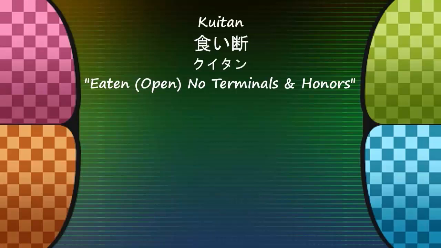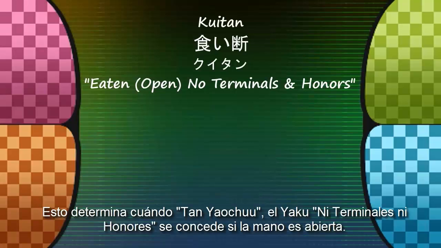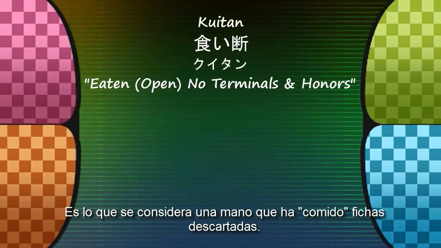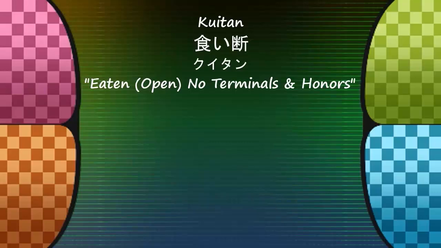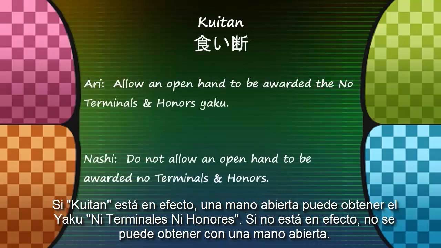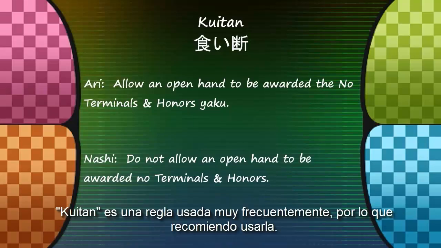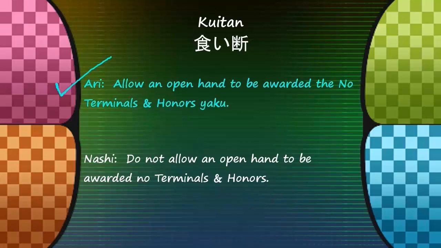Kuitan. This rule determines whether Tanyao, the no terminals and honors Yaku, may be awarded to an open hand, that is to say, a hand that has eaten discarded tiles. If Kuitan is valid, an open hand receives credit for satisfying no terminals and honors. If Kuitan is invalid, it does not. Kuitan valid is a widely used variation, and I recommend it.